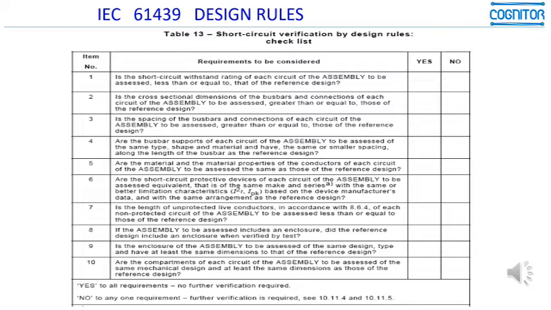A second one: is the cross-sectional dimension of the bus bars and connections of each circuit to be assessed greater than or equal to those of the reference design? Okay, if they are greater or equal, then we can assume in the first instance that the temperature rise will be lower. We can estimate that the short circuit withstand capability of this equipment is higher than the one that was tested, or at least is not lower, and so on.